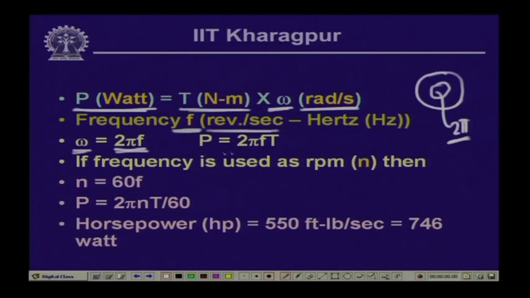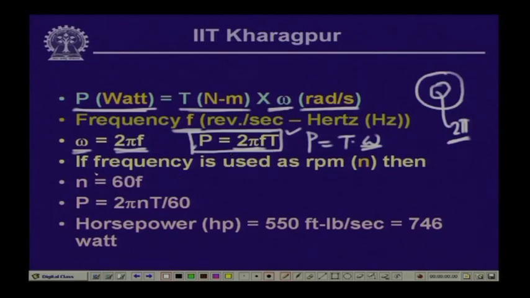Now, if we substitute for omega as we have seen, P is equal to T times omega. So, for omega if we write 2 pi f, then power is equal to 2 pi f T, where P is in watt, f is in cycles per second or revolution per second, or in hertz.